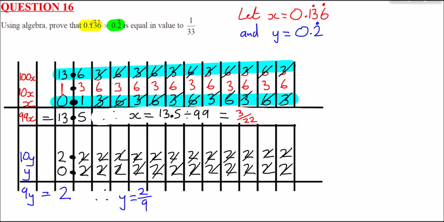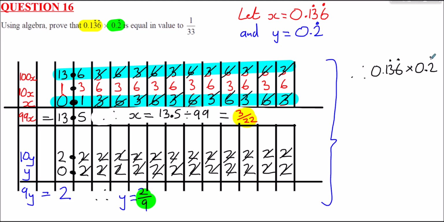So 0.136 recurring, which is x, I got was 3/22, and this 0.2 recurring, I've proven, is 2/9. So from this, we can now conclude by saying, therefore, 0.136 recurring multiplied by 0.2 recurring is one and the same thing as 3/22 multiplied by 2/9.